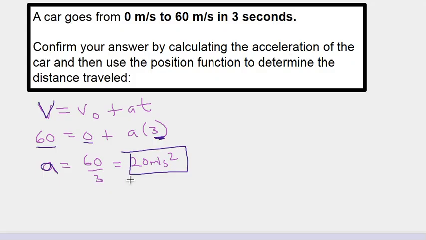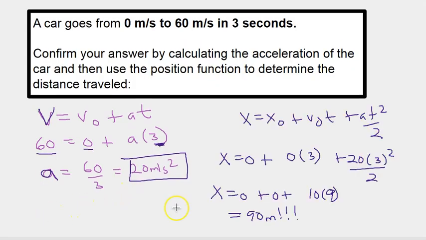And now use your position function to figure out how far it went. Okay, the position function had a bunch of zeros. I didn't have a head start in location, and wasn't moving at the beginning, so all of the motion was caused by this acceleration. Time squared over 2, so you got 0 plus 20 over 2 is 10, times 3 squared is 9. 90 meters, yay. So what's nice about these equations is there's often more than one way to do the problem.